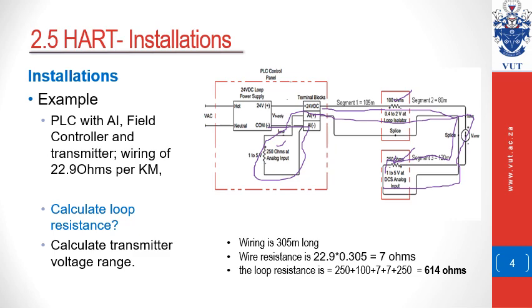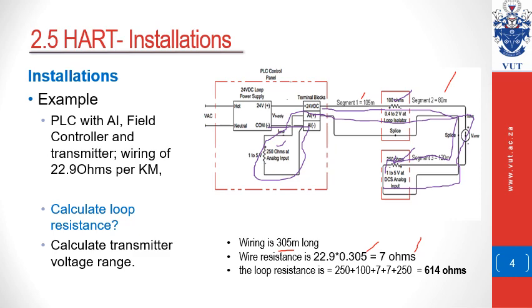So it's important that we calculate the total distance of that cable. We can see from the diagram that the total distance of the cable is 305 meters, which is 105 plus 80 plus 120. So it means, in one direction, the resistance of the cable is 22.9 ohms per kilometer times 0.305 kilometers of cable. This gives us 7 ohms.